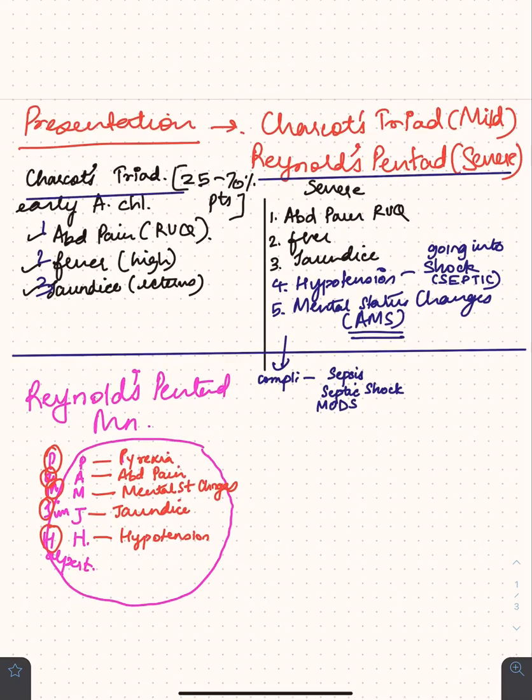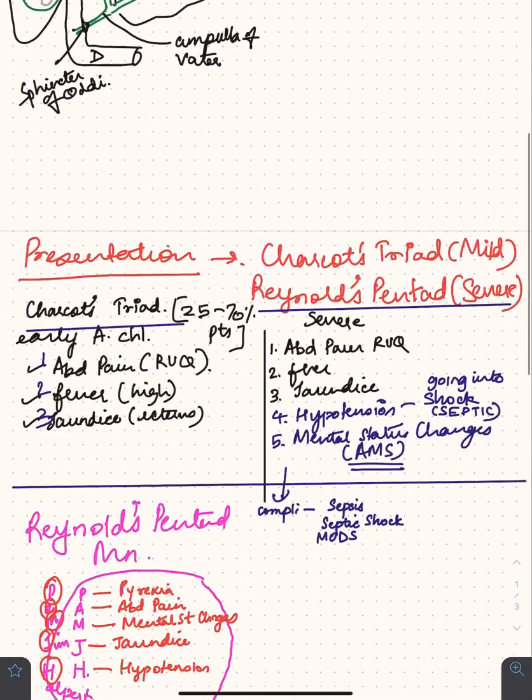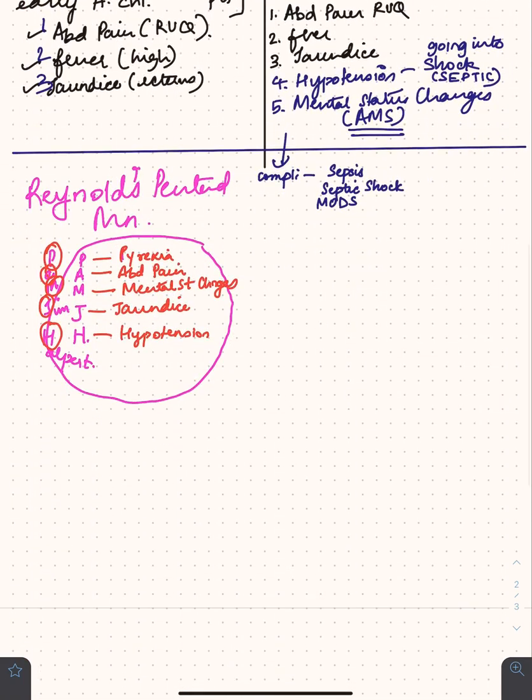So this is how you can remember the Reynolds pentad. Now we next move to the causes of acute cholangitis and also the diagnostics. So what are the main causes of acute cholangitis? We already know that it is caused by biliary duct obstruction.